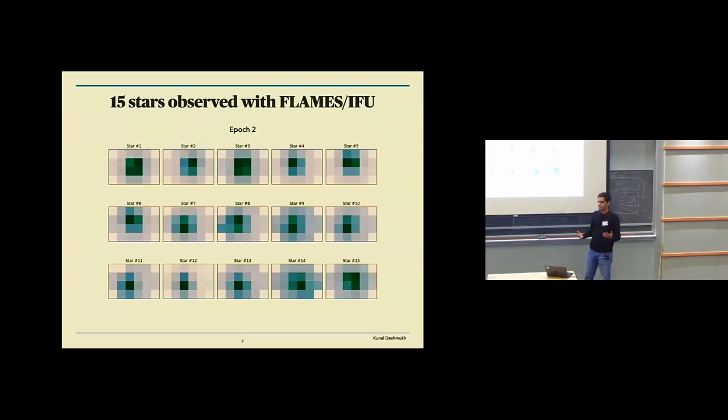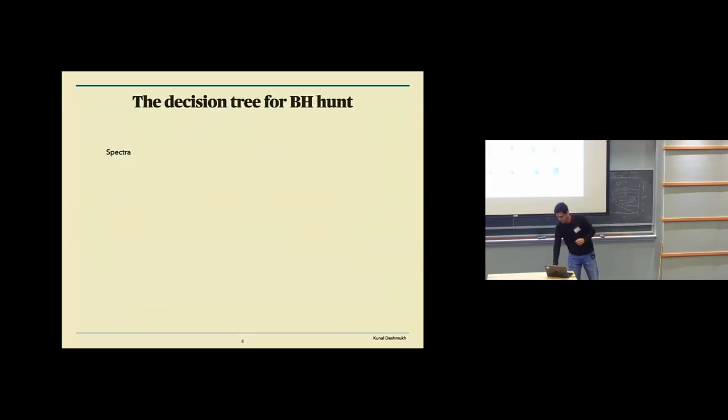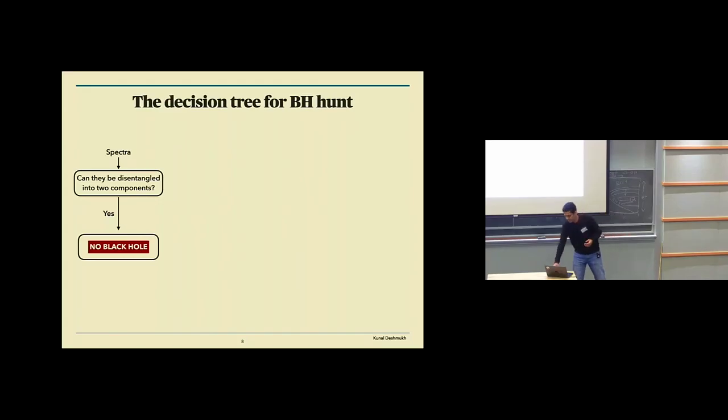So once we have our spectra, after subtracting the sky signal from the star, what we want to do is go through this decision tree of whether or not a companion is a black hole. So the first question we ask is, can the spectra be disentangled into 2 components? If the answer is yes, it is probably an SB2, we throw it out, or I mean we keep it aside.